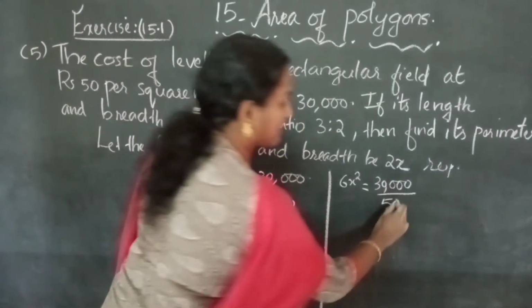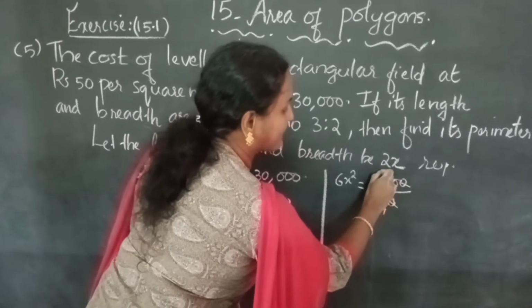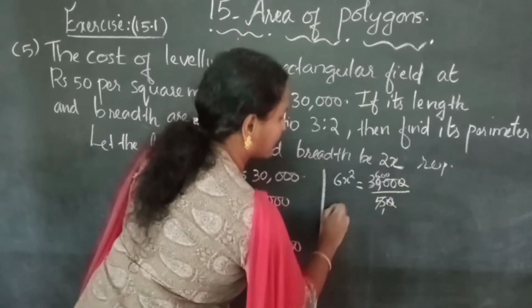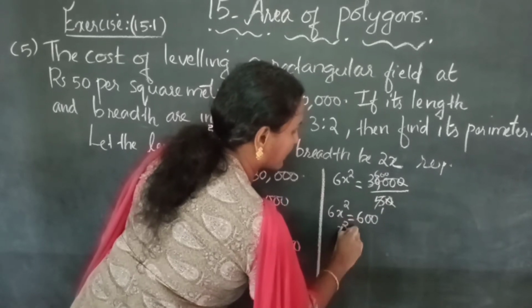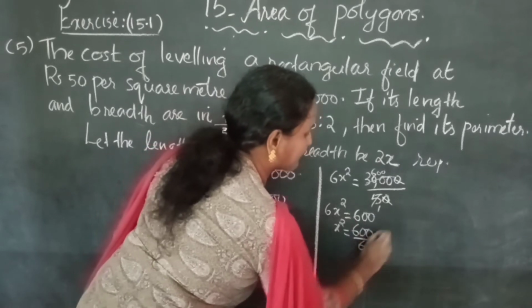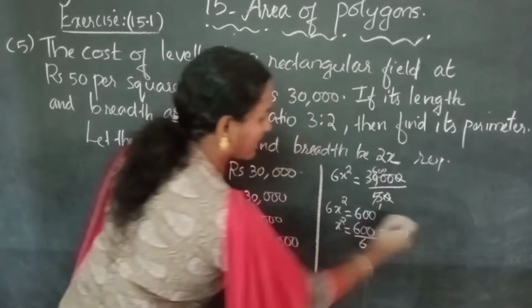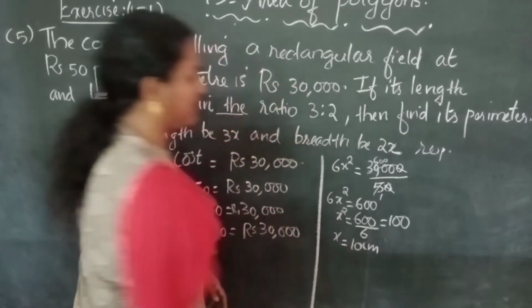Here 0 and 0 cancel. 5 1s are 5. 6 5s are 30. So 6x square is equal to 600. X square is equal to 600 divided by 6, which is 100. X square is 100, X is equal to 10 centimeter.